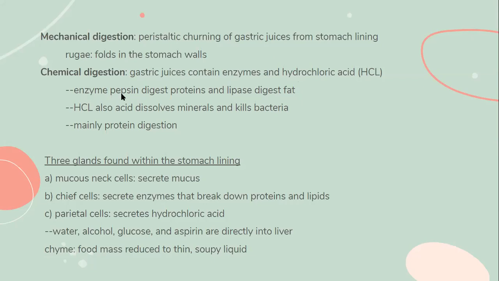There's an enzyme called pepsin, which helps digest proteins, and lipase digests fat. Hydrochloric acid also dissolves minerals and kills bacteria. So there are multiple functions for hydrochloric acid. It's very important in your stomach. Chemical digestion in your stomach is mainly protein digestion. It's really trying to break down the proteins and the fat, the littler molecules. You break down most of the big stuff in your mouth when you're chewing.